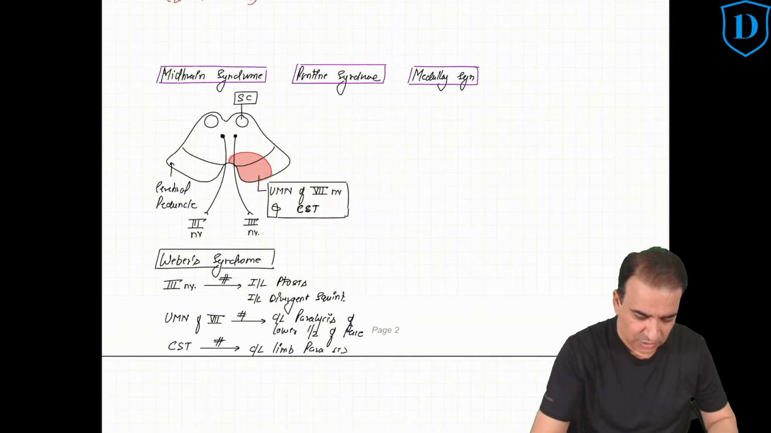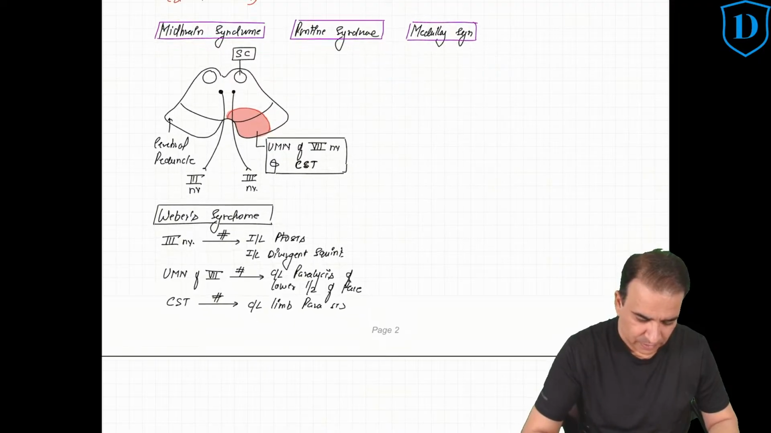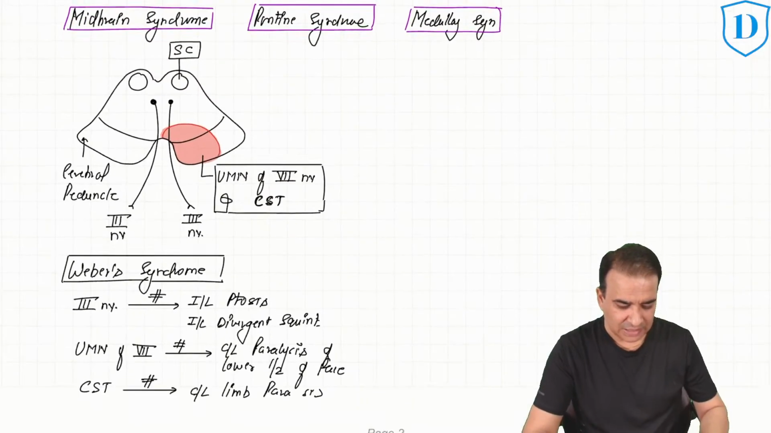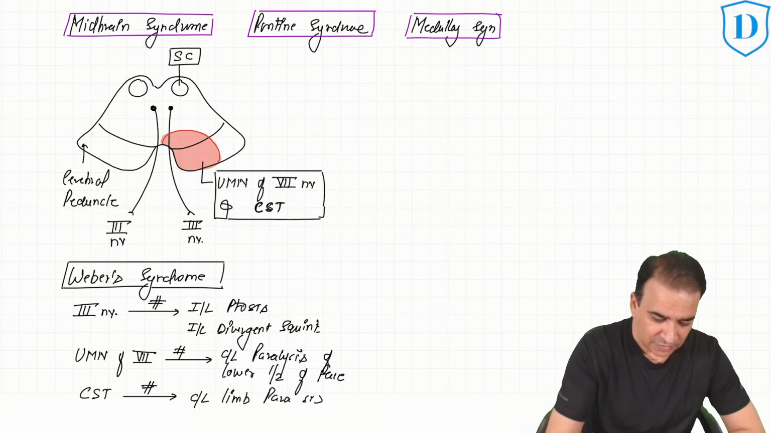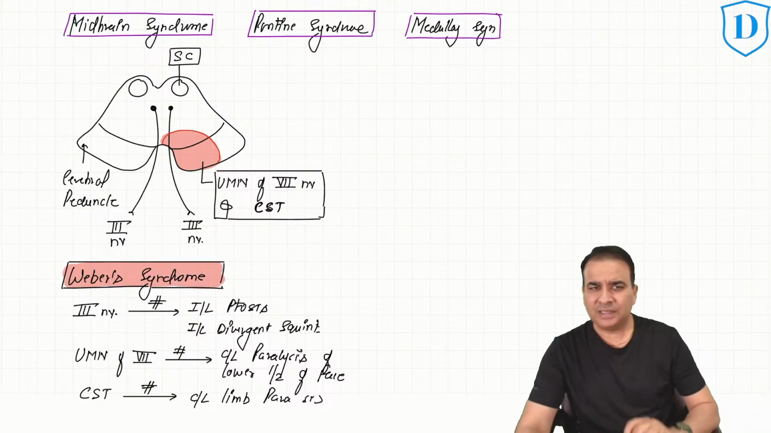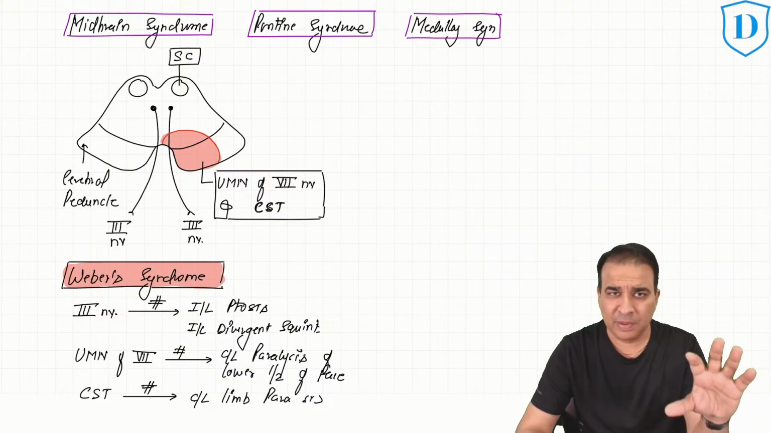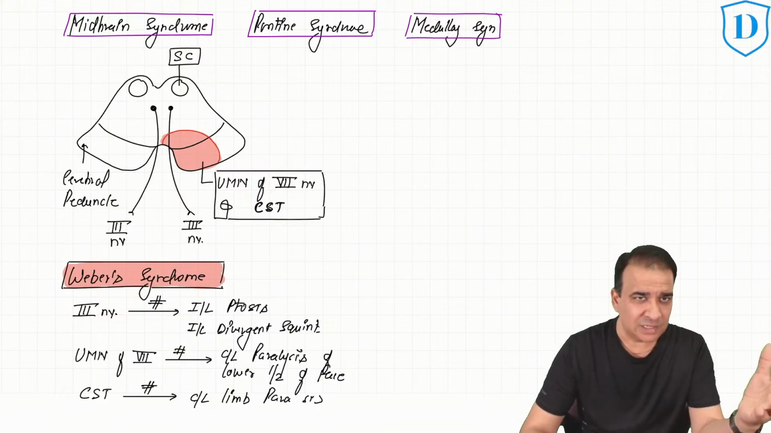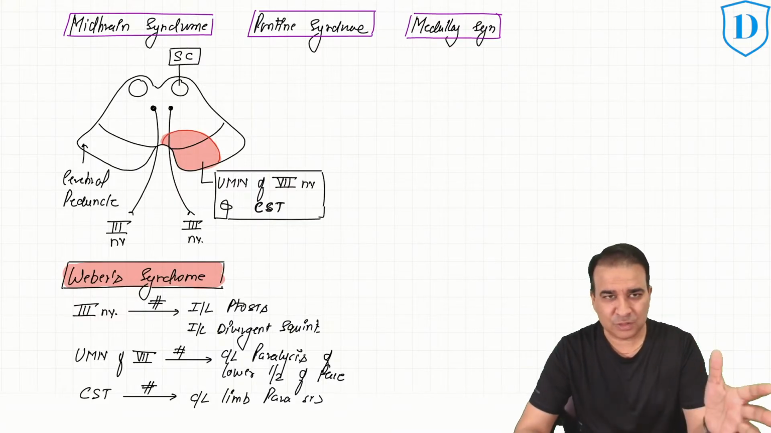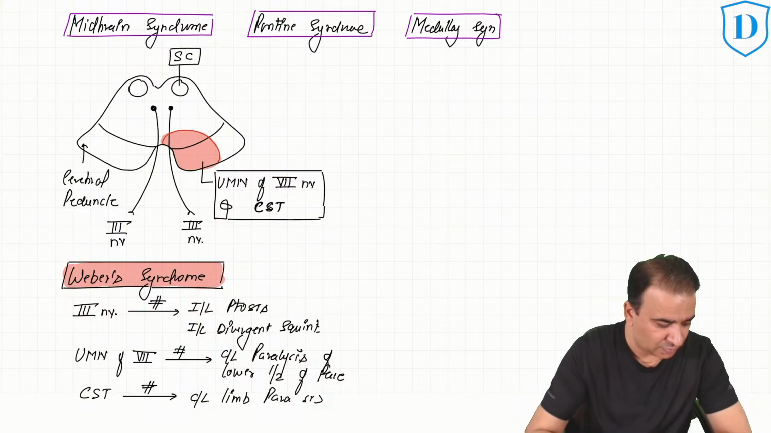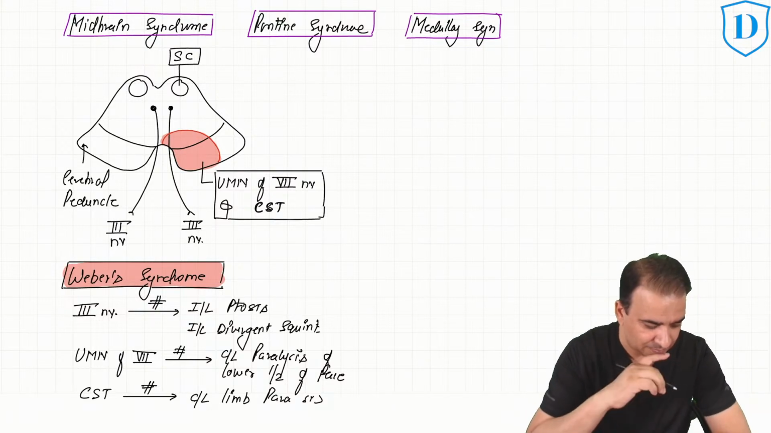So that is about the major syndrome of the midbrain. That is the Weber syndrome, guys. What is happening in Weber syndrome? There is involvement of the third nerve, involvement of the corticospinal tract, and the upper motor neuron of the facial nerve is involved. That's one of the most asked questions from the midbrain. Benedict syndrome and Claude syndrome also occur here, but this is very commonly asked.